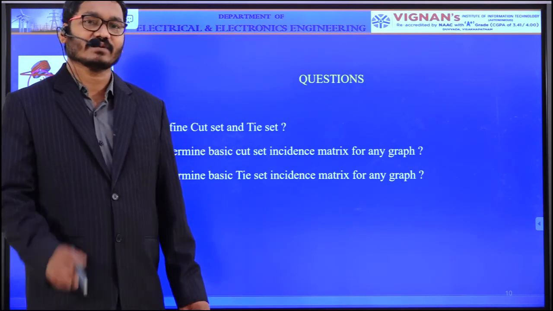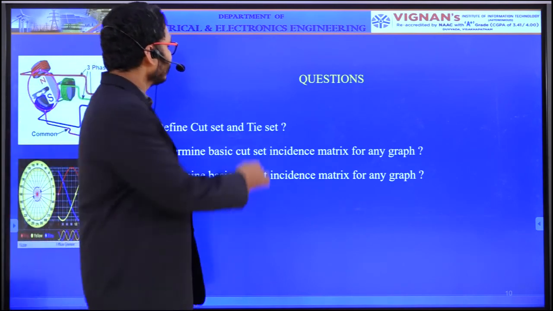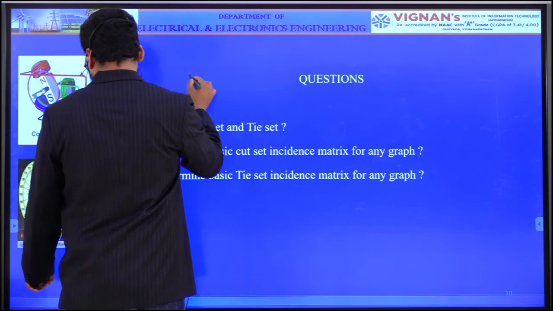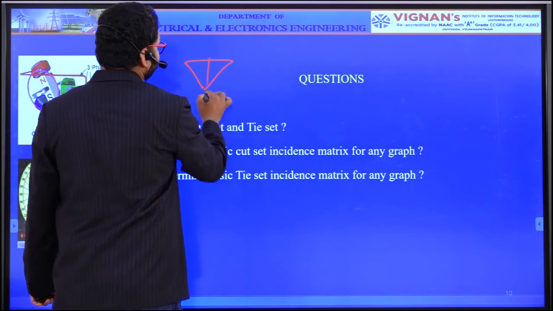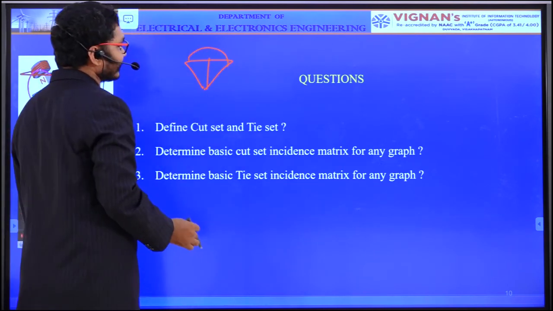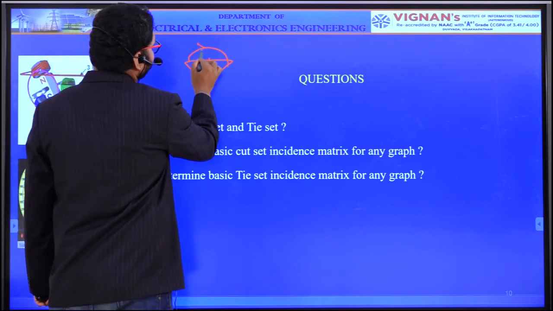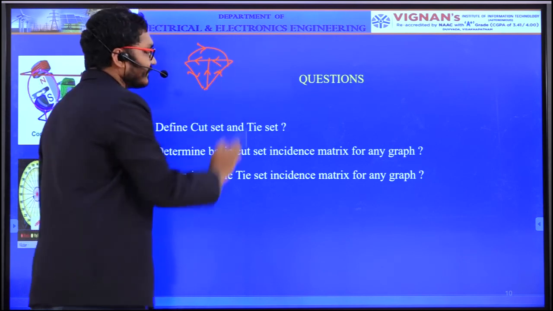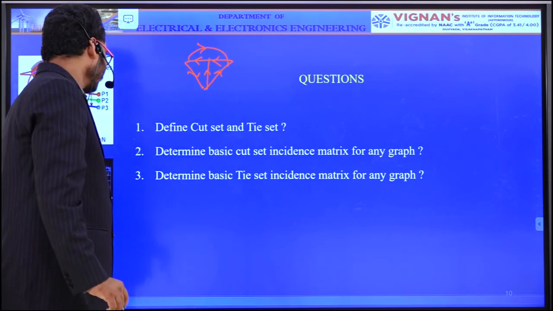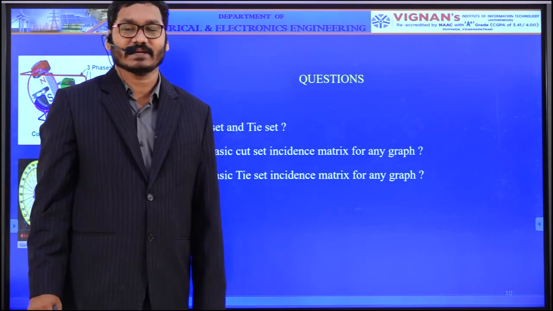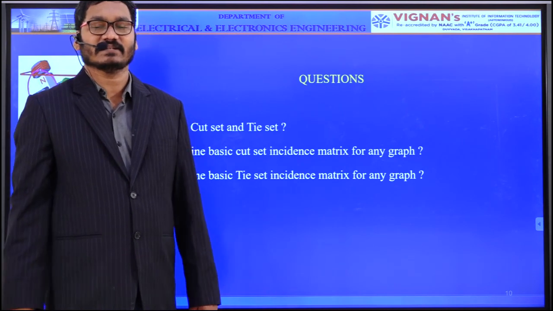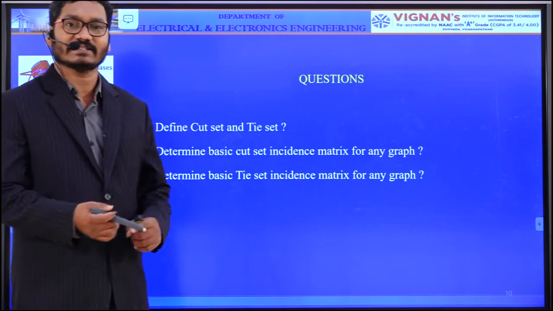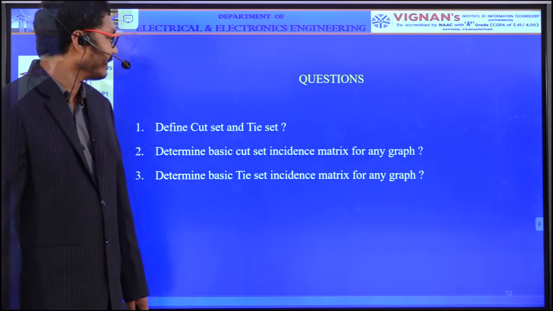Suppose a circuit is there, but the direction is not given. You can take the directions, and for this just find the incident matrix, maybe the cut set matrix, maybe the cut set incident matrix, maybe the tie set incident matrix, maybe the incident matrix. Okay, thank you.